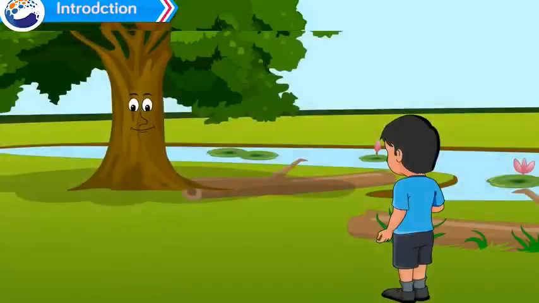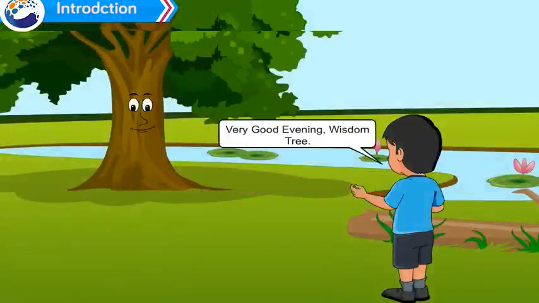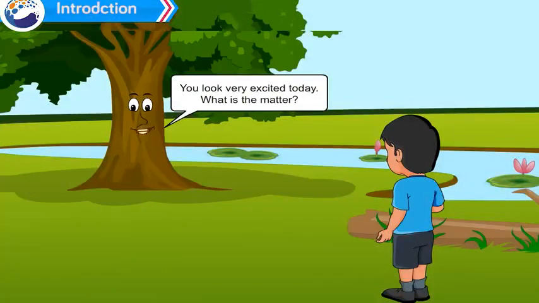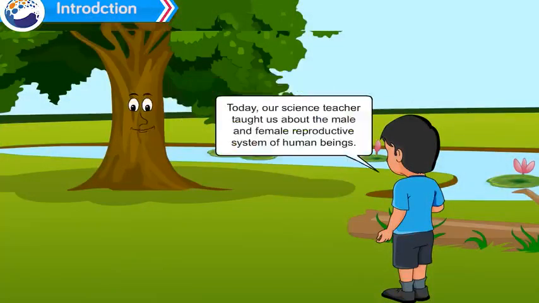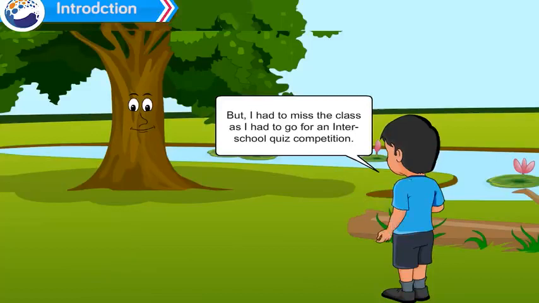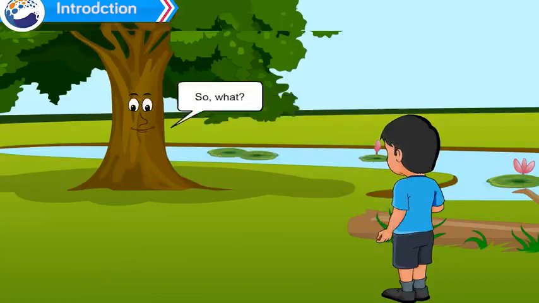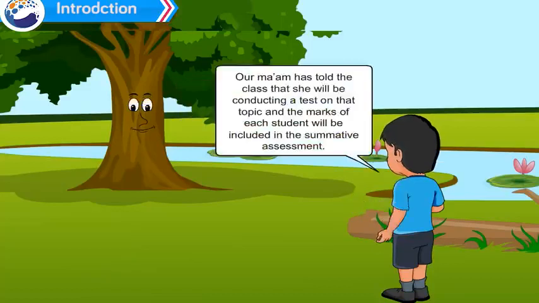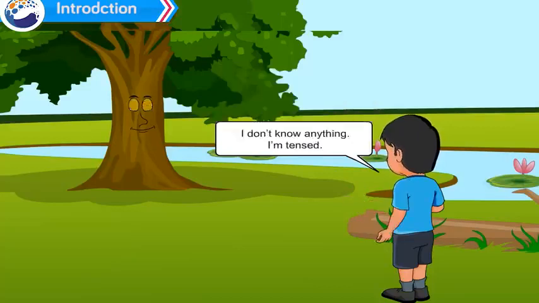Good evening, Rahul. Very good evening, Wisdom Tree. You look very excited today. What is the matter? Today, our science teacher taught us about the male and female reproductive system of human beings. But I had to miss the class as I had to go for an inter-school quiz competition. So what? Our ma'am has told the class that she will be conducting a test on the topic and the marks of each student will be included in the summative assessment. I don't know anything. I'm tensed.